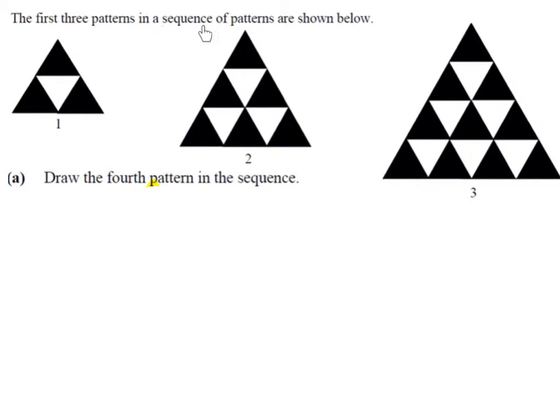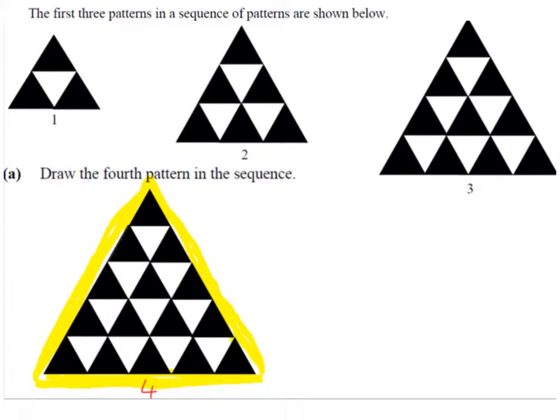So the first three patterns in a sequence of patterns are shown. Part A, draw the fourth pattern in the sequence. So in the first term we notice we have 2 black triangles at the base. In the second one we have 3 black triangles at the base. In the third one we have 4 black triangles at the base. So in the fourth term we're going to have 5 black triangles at the base. And then we're just going to build it up. So we have 5 black triangles on the bottom, then 4, then 3, then 2, and then 1 black triangle at the top.